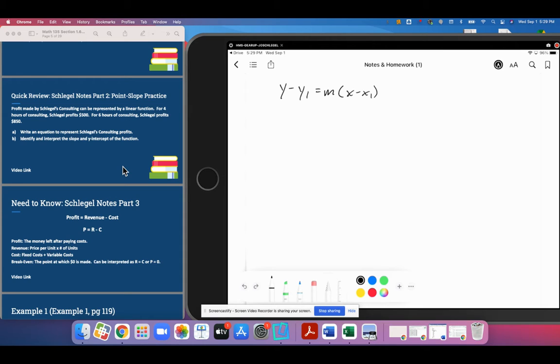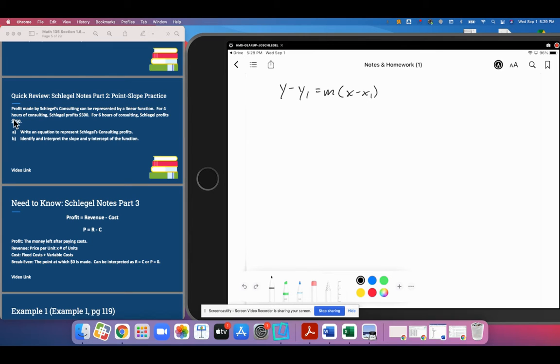And for 6 hours of consulting, Schlegel profits, that's a typo right there, that should say 750. I'm going to cover it with my cursor because that should definitely be 750. So I will fix that before putting this up for you guys. At any rate, we are asked to write an equation that represents Schlegel's consulting profit, as well as identify and interpret the y-intercept of the function. So let's take a look.